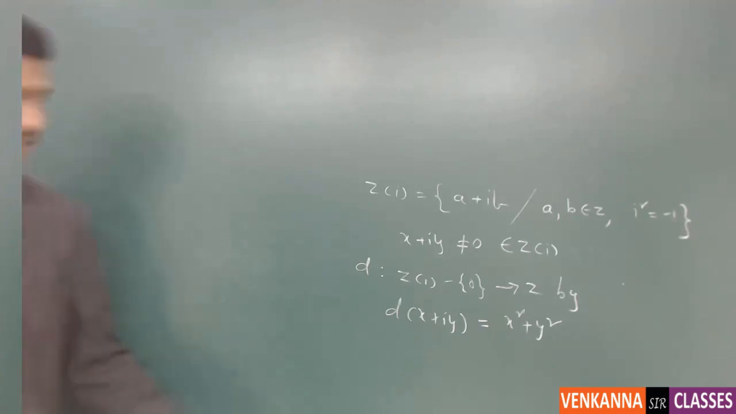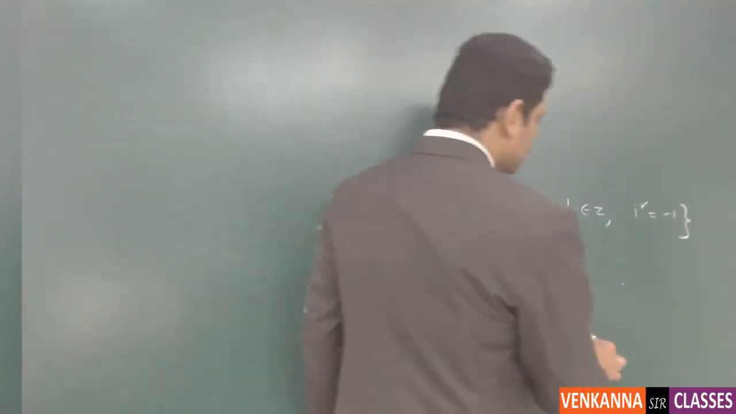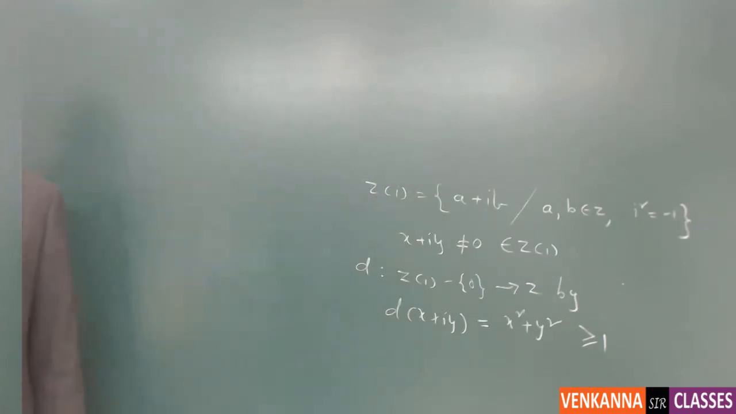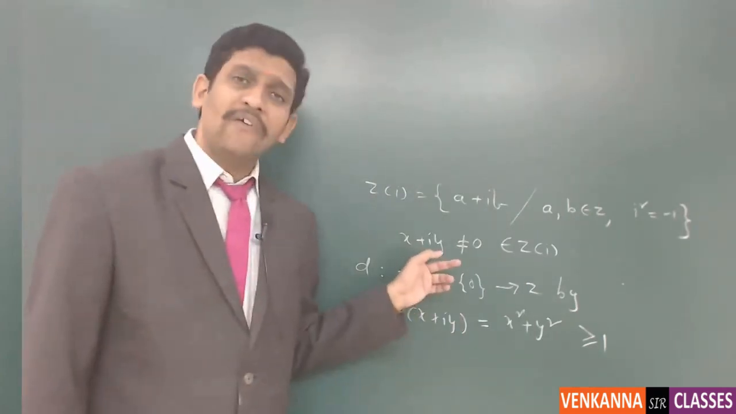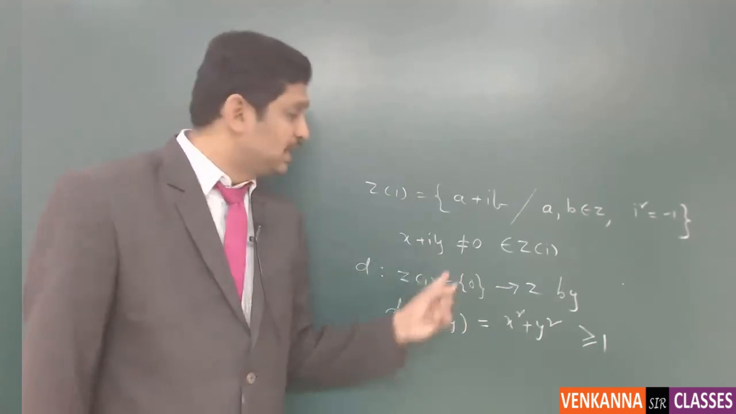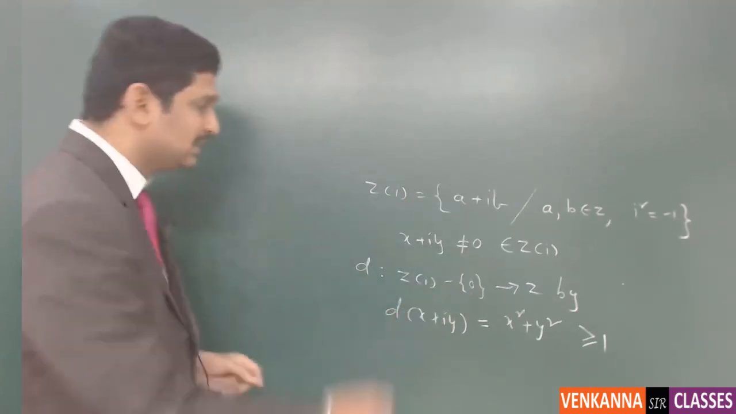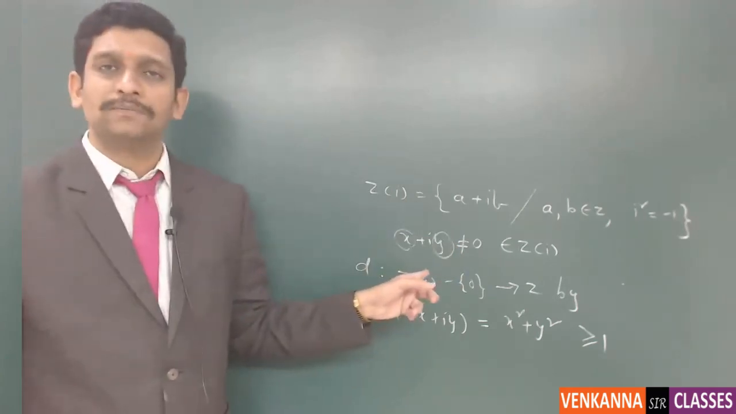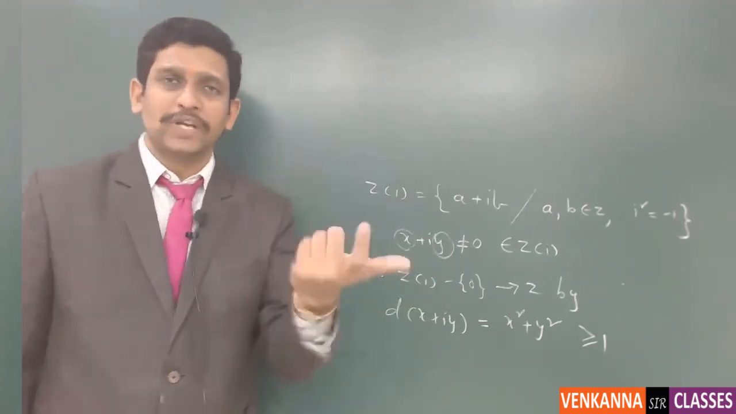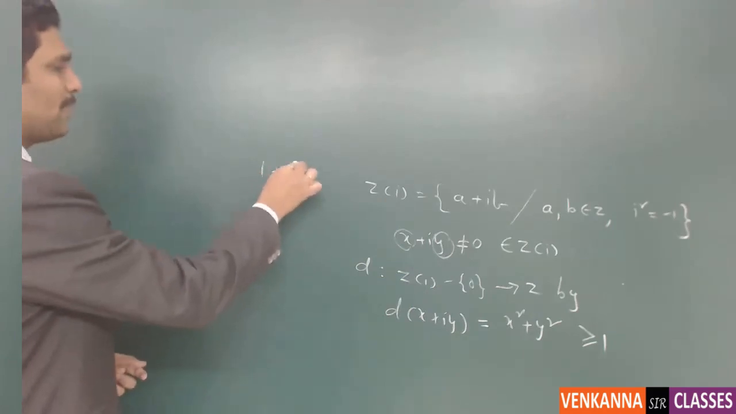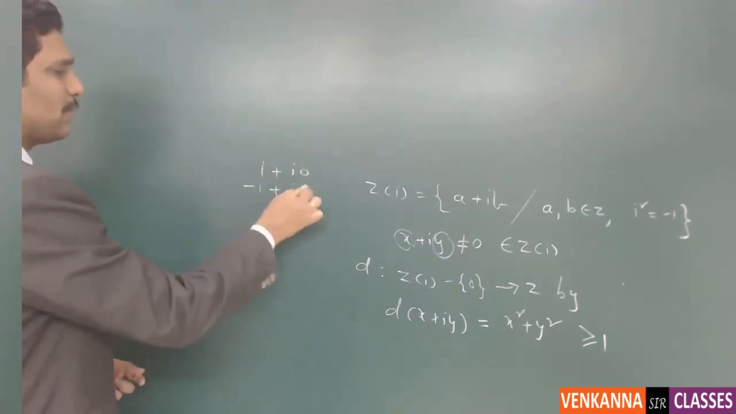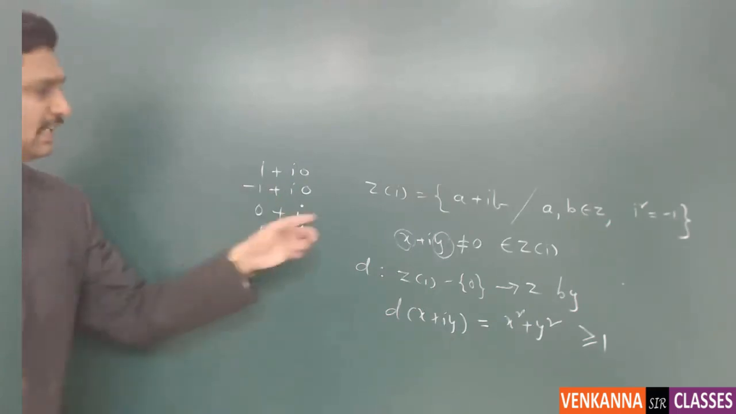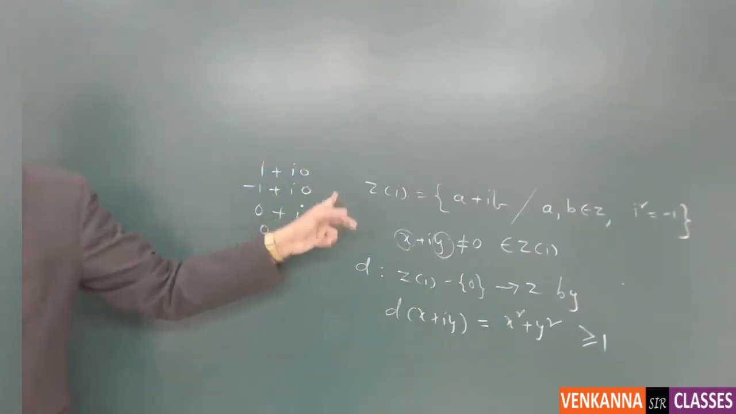And I will say that the value of it is always greater than or equal to 1. Because whenever you consider the integer, since you are taking a non-zero value, either x or y must be non-zero. So the smallest values you can choose are 1 + 0i, -1 + 0i, 0 + i, 0 - i.